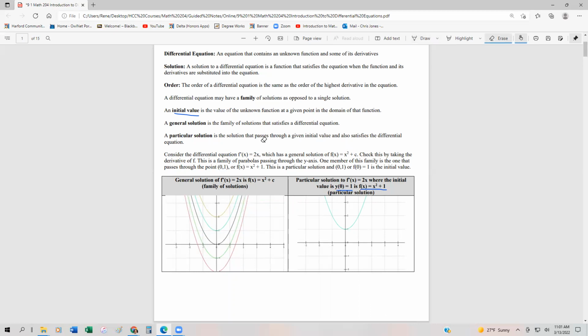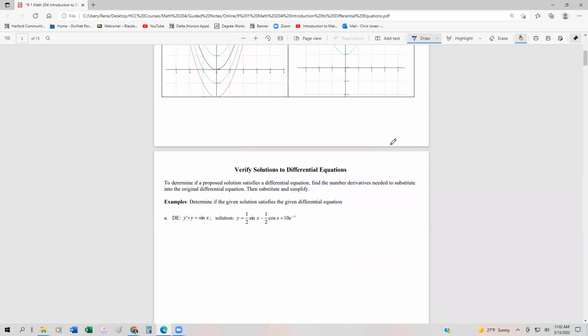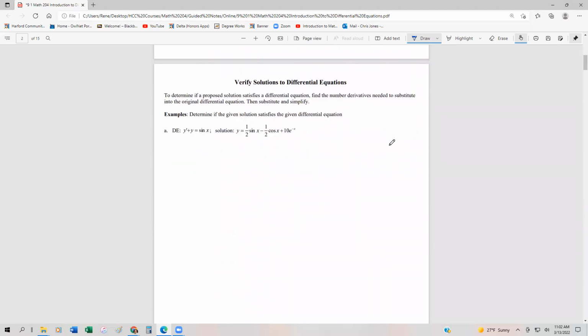So that's what a differential equation is. It contains a derivative or more than one derivative, and then we can take the antiderivative to undo that and solve a differential equation. That's going to give us a family of solutions. So let's take a look at some examples first, where we just verify whether a solution satisfies a differential equation. To do that, we're going to find the derivatives necessary to substitute back into the original differential equation.